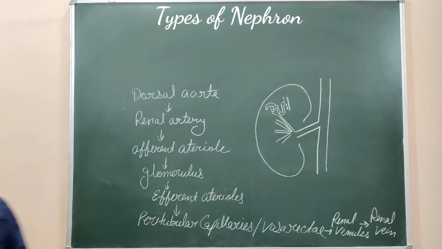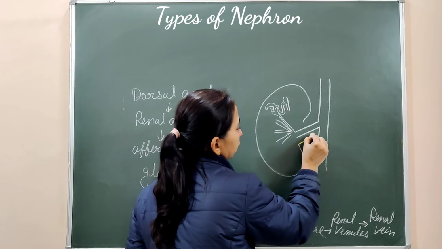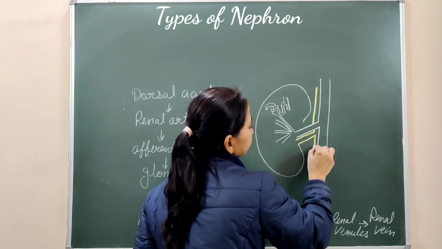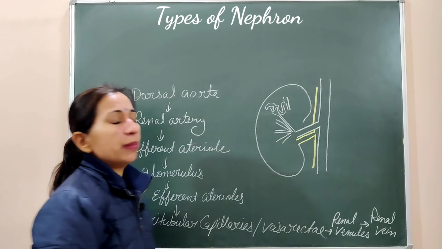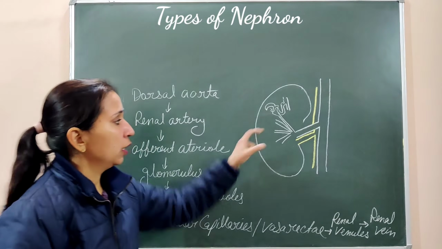This will come out from the kidney. This is the renal vein. We can say it comes out from the kidney carrying the deoxygenated blood, which has been filtered inside the kidney.